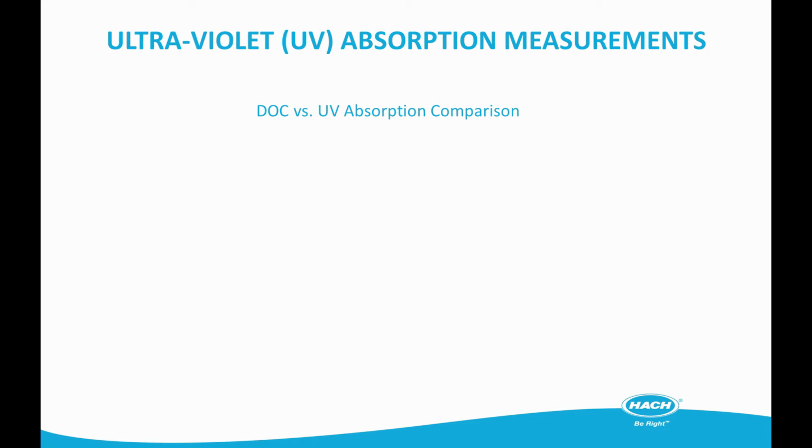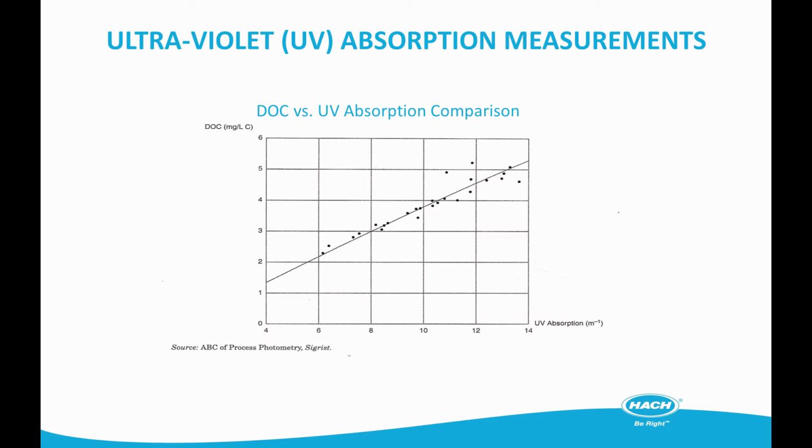Organic compounds, such as humic substances and aromatic compounds found in surface water, absorb UV radiation at approximately 254 nanometers. This is because most of these compounds contain conjugated double bonds in their chemical structure. There is a reproducible correlation between DOC and UV in both standard and process samples, as shown in this graph.